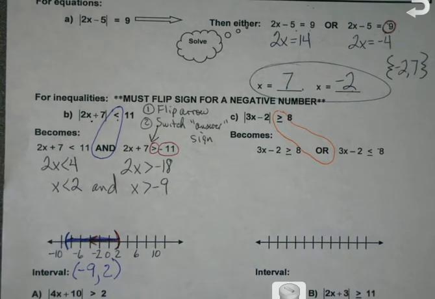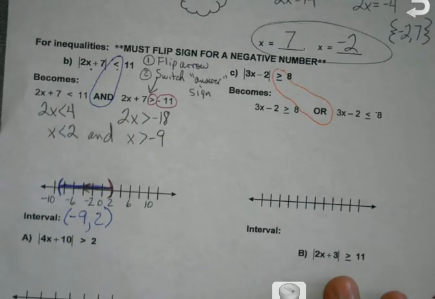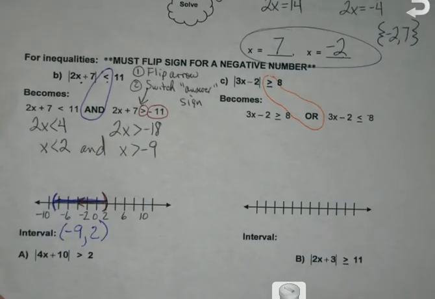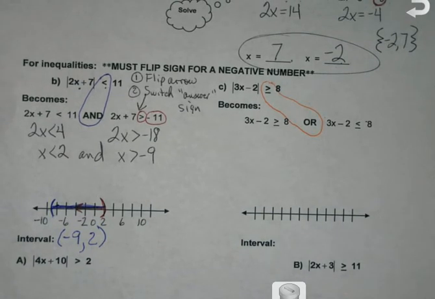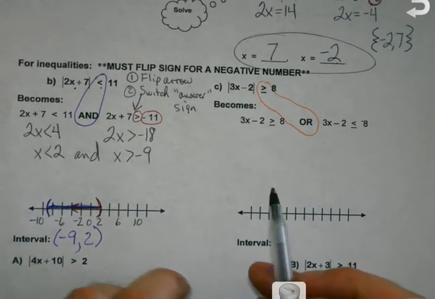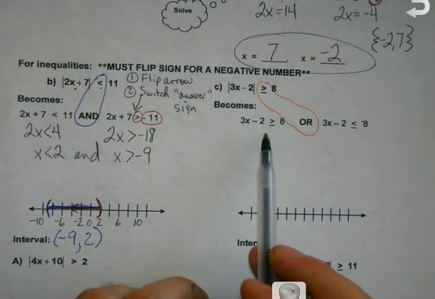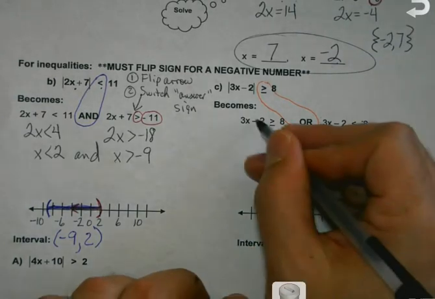So there's a lot of similarities for what we were doing with the inequalities. It's just a little bit of a change in how we set up the initial problem and what we think the graph's going to look like at the end. Same deal going on with C. I'm going to add my 2 over.